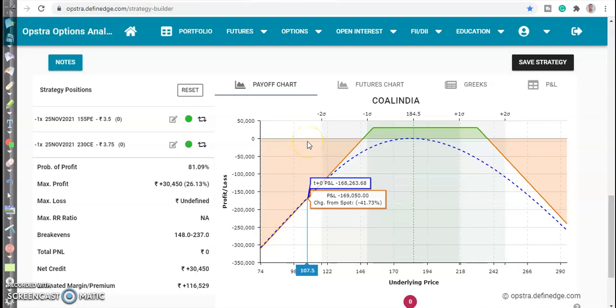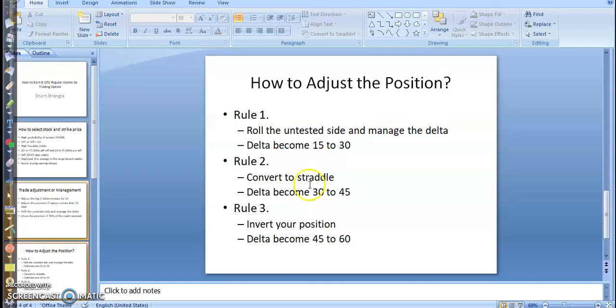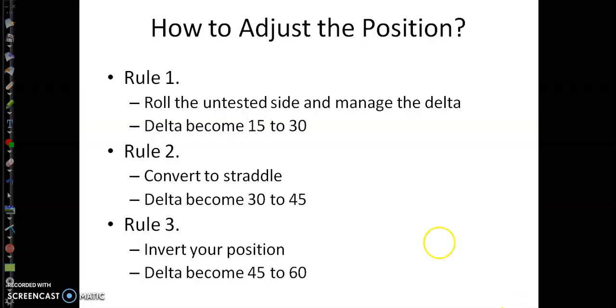Alright, let's say we deploy this strategy, and how do we adjust our position if price runs in one direction? Let's see the criteria. Rule number one: rule the untested side and manage the delta.